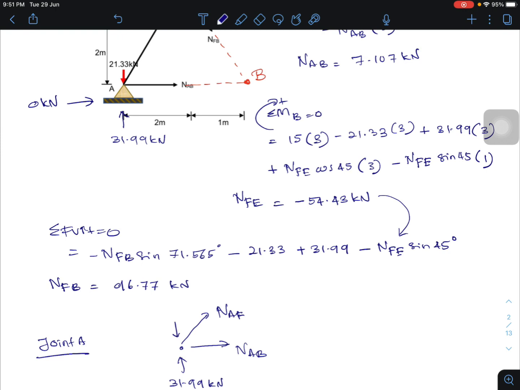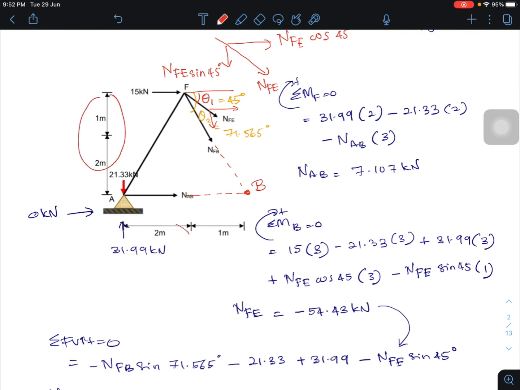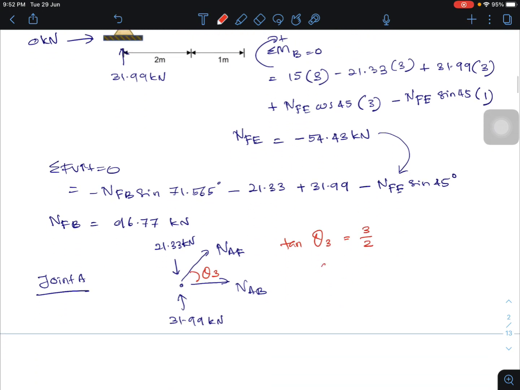And this one is 21.33 kilonewton. And we need to identify angle at this point. So we assume that this one is theta 3. So tangent theta 3 equal to 3 over 2. Vertical distance is 3 and the horizontal distance is 2. So 3 over 2. So theta 3 equal to 56.31 degree.